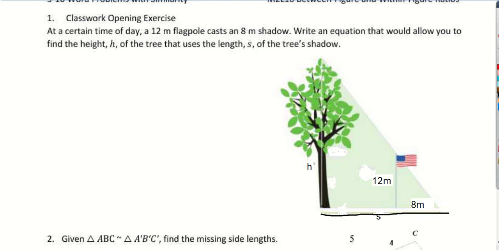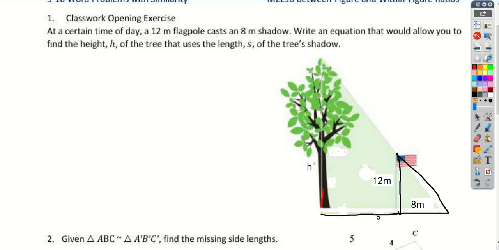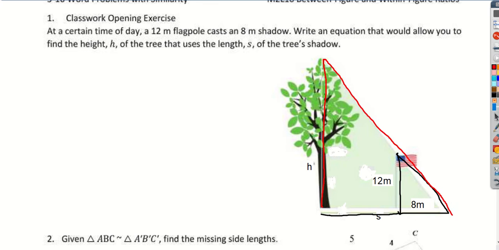And so essentially what I want to focus on is that I have these two triangles that are sharing these angles, and therefore, since we have two 90-degree angles and these two reflexive angles, these two triangles are actually similar. And so what we want to do is make a proportion from the sides.